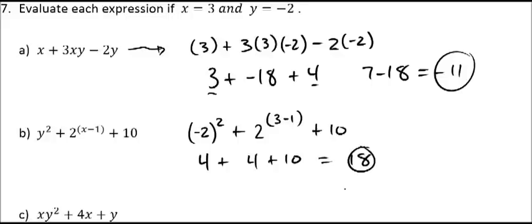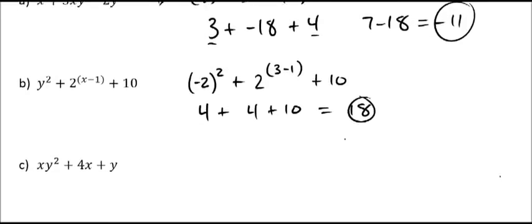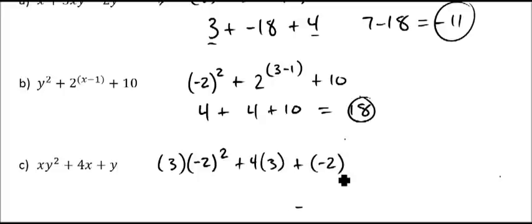Part C. Same values for x and y. X is 3, so I'm going to have a 3. And then I'm going to have times a negative 2 for y, and I'm going to square that negative 2, plus 4 times 3 for x, and then plus a negative 2 for the y.